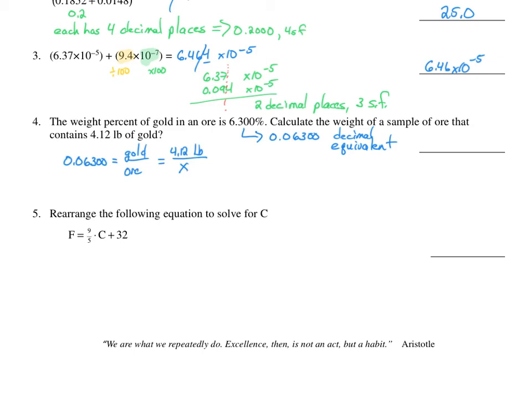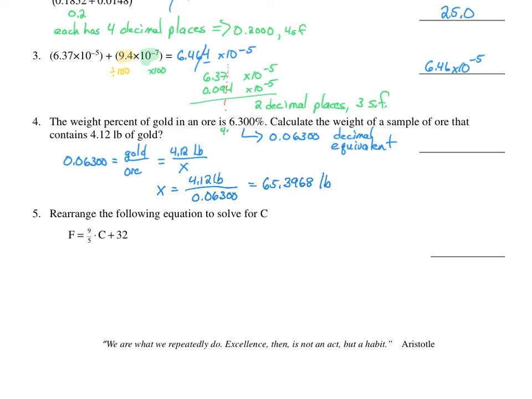So here's the setup. This fraction of gold is equal to the amount of gold over the entire amount of ore. The amount of gold is what's given to us. The amount of ore is what we're solving for. So we solve for x and get our calculator answer. Now we can go back and consider our significant figures. We look at all the numbers that go into the result.